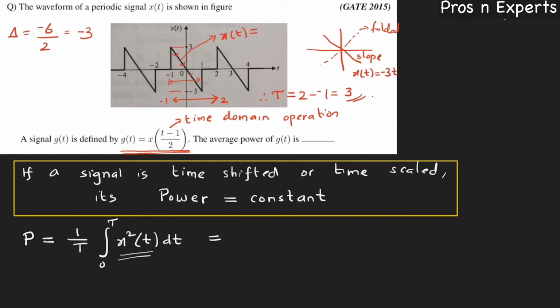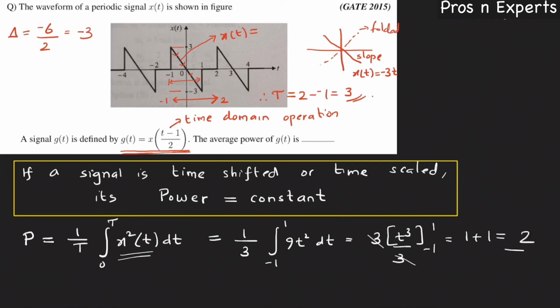Okay, now we can integrate: 1 by time period, which is 3, integral from -1 to +1. Instead of x of t, we will give -3t. So x square of t means 9t square. So 9t square dt, 9 can be taken outside. So this is 3 into integral t square, that is t cube by 3 within -1 to 1. So this is equal to 1 plus 1 equal to 2. So the average power of g of t is, the answer is 2.